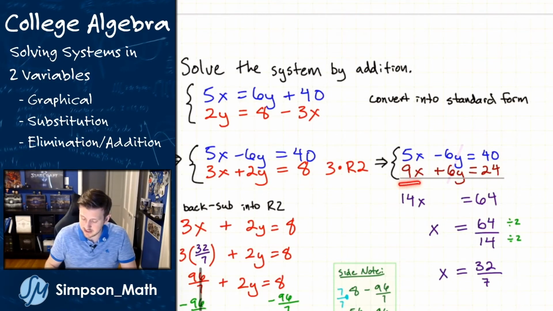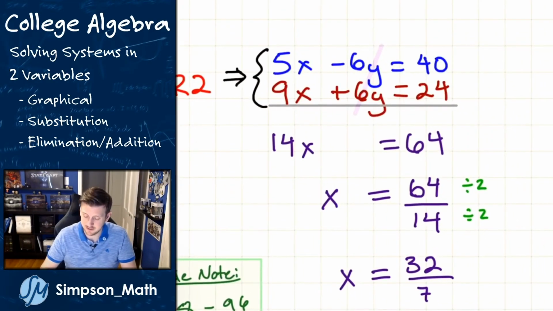And you end up with 9x plus 6y equals 24. Don't be afraid to double check. All right, then we add. The y's eliminate like we knew they would. We get 14x equals 64. Divide both sides by 14.